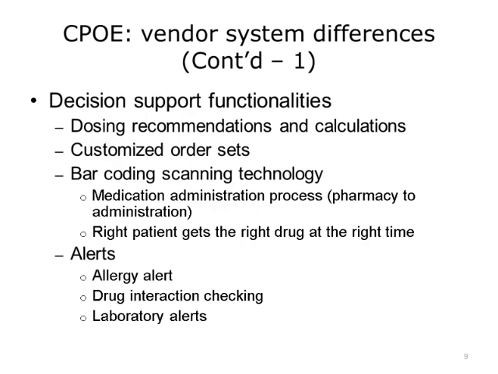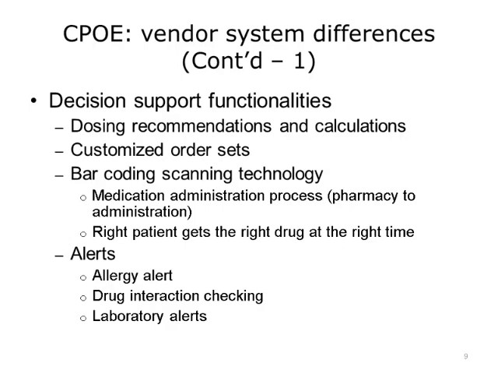CPOE systems may also differ by the types of decision support functionalities. Some systems may provide medication dosing recommendations and calculations. Often, these calculations are based on a patient's weight or laboratory values. A CPOE system may have customized order sets based on a patient's diagnosis. For example, an order set for a patient diagnosed with pneumonia may indicate specific laboratory tests and X-rays that should be performed and medications that should be prescribed.